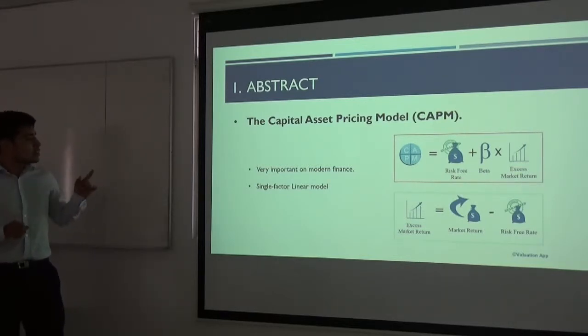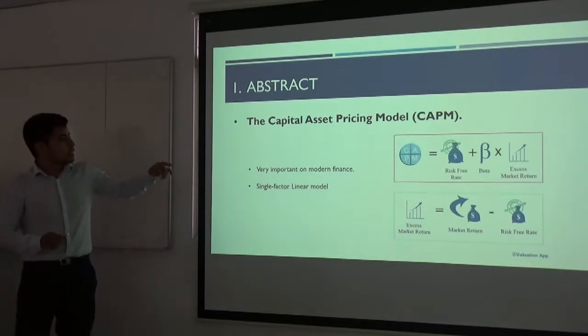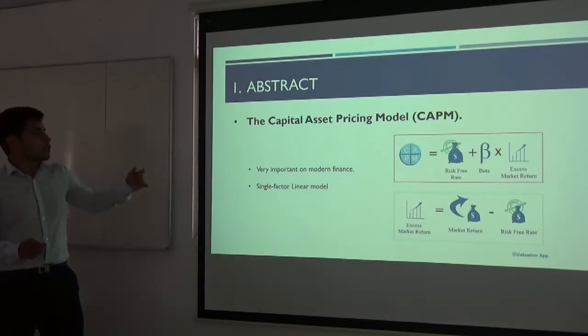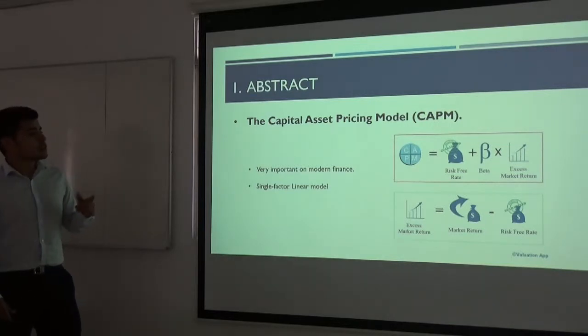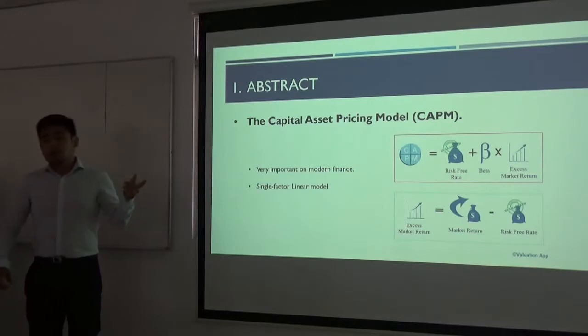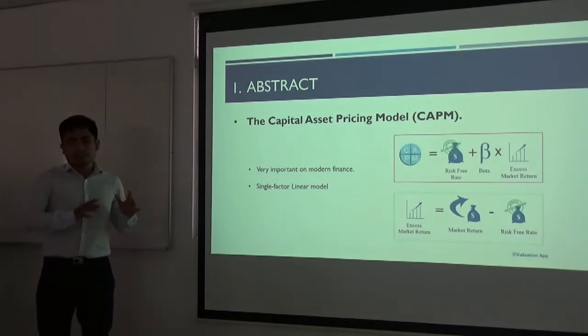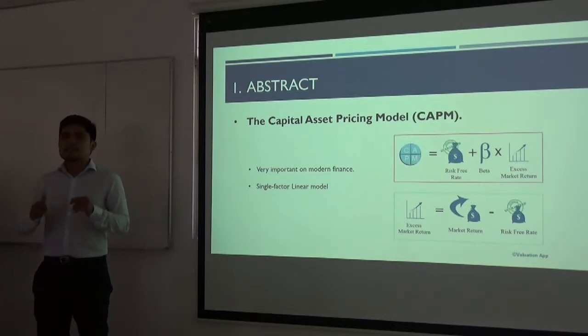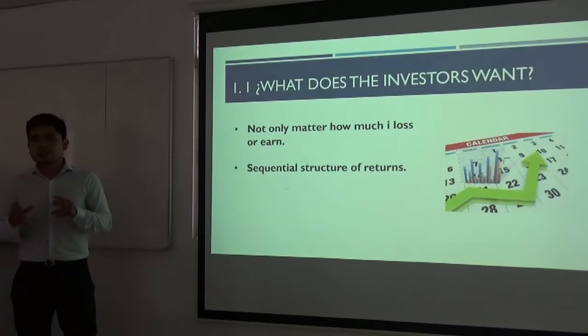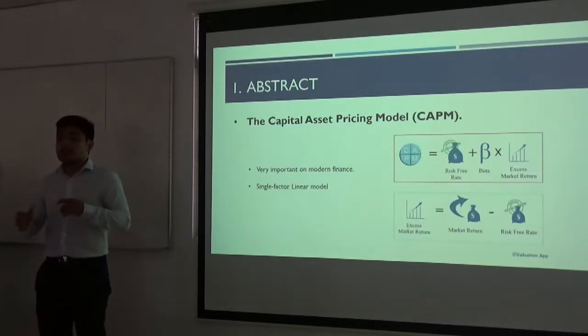It's a single factor linear model, so you can see that the CAPM is equal to the risk-free rate plus a beta times the excess market returns. The slope in this linear model is called the asset beta, and this is a factor that you calculate with the optimal market portfolio and the stock returns of an asset, using the standard deviation and the variance.